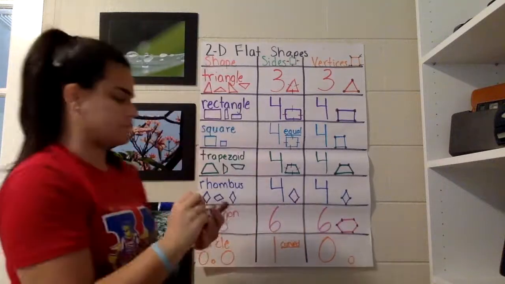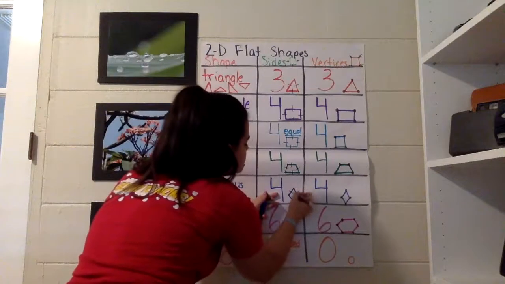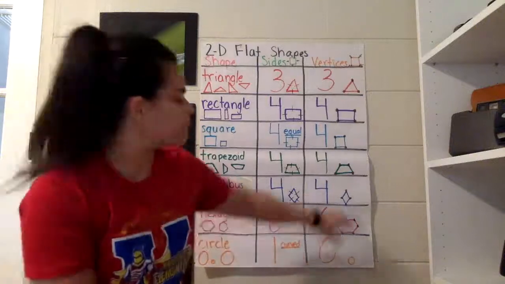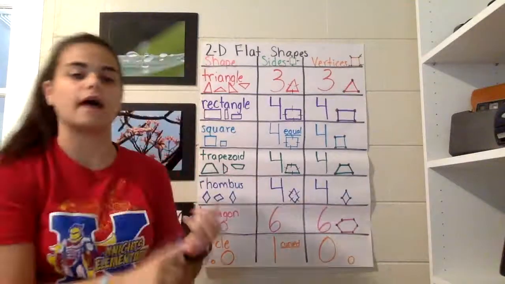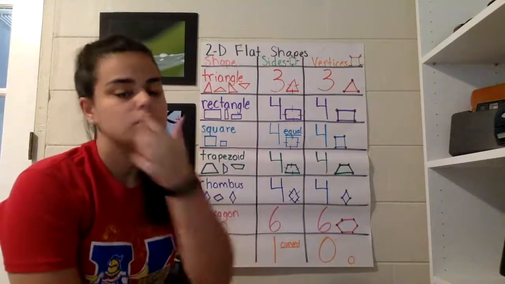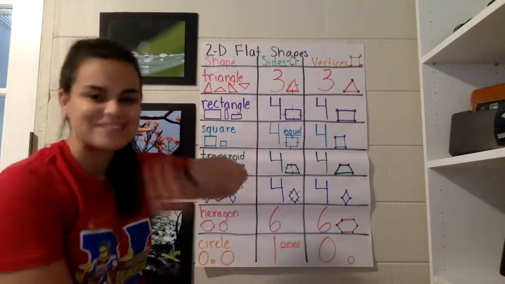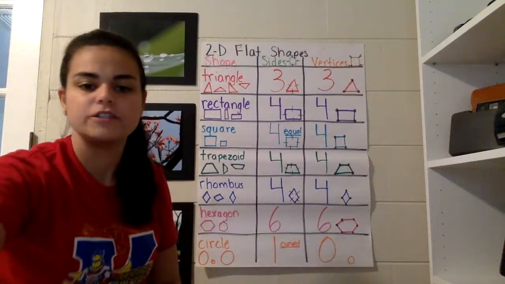And now let's count them. Ready? 1, 2, 3, 4. Okay? And then we do have 4 vertices. 1, 2, 3, 4. Remember, when you are counting your sides and your vertices, you want to make a mark so that you know where you started when you were counting, so you don't keep going in circles and circles and circles, right?